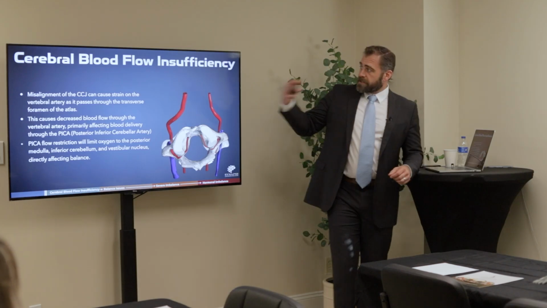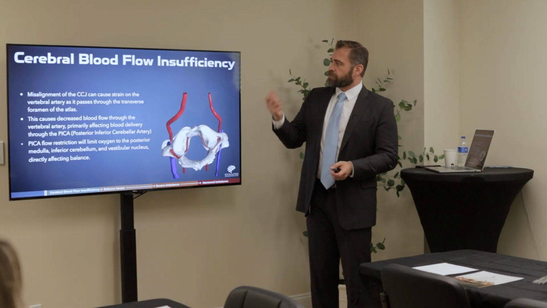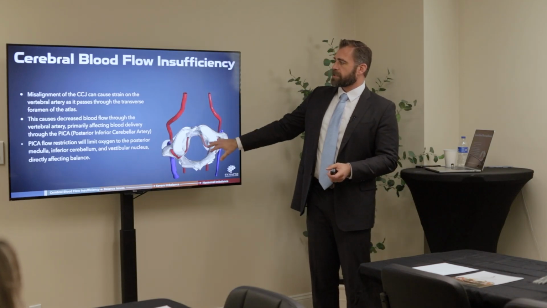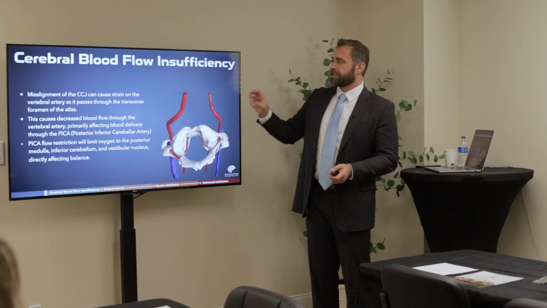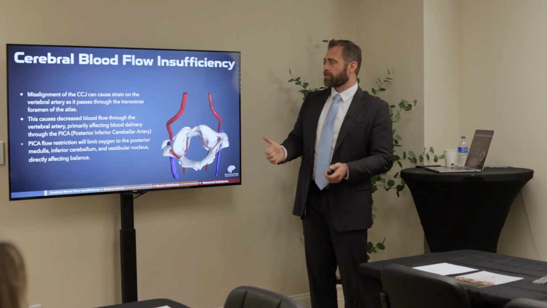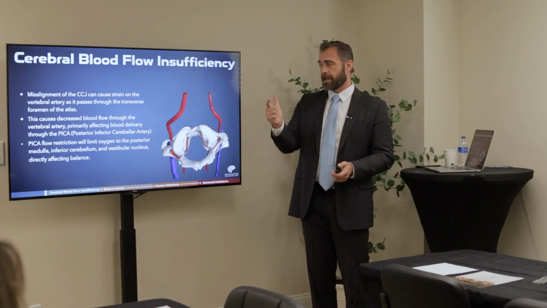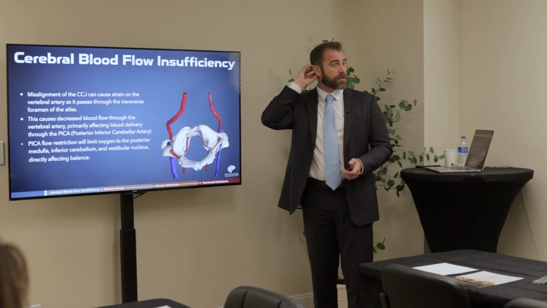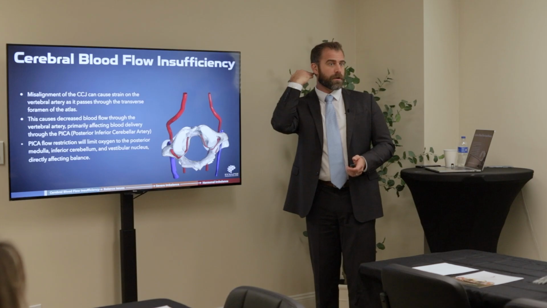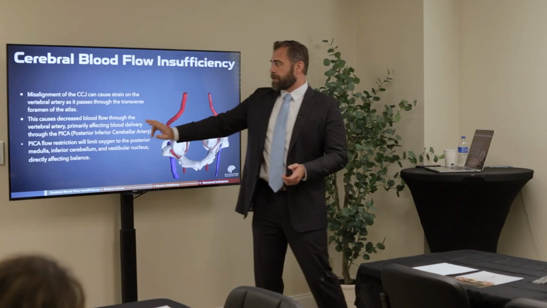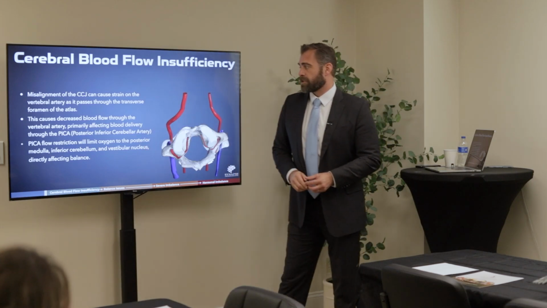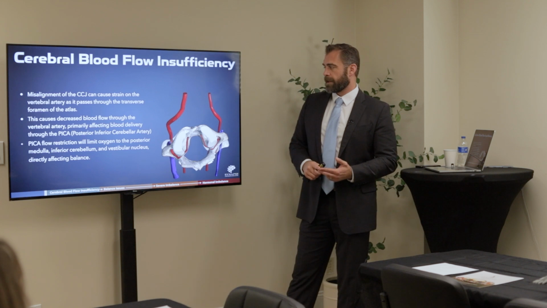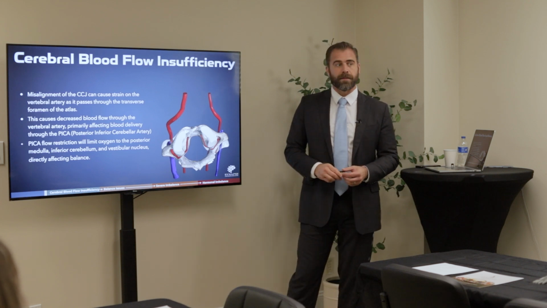So when you have a misalignment of the craniocervical junction, it can cause strain on the vertebral artery as it passes through the transverse foramen of the atlas. This causes a decreased blood flow through the vertebral artery, primarily affecting blood through the PICA. That's that posterior inferior cerebellar artery, that back lower part of the cerebellum. And that PICA restriction will limit oxygen to the posterior medulla, inferior cerebellum, and vestibular nucleus, affecting balance.